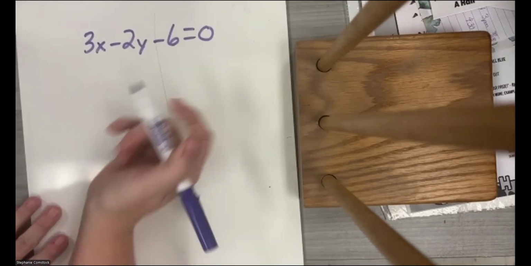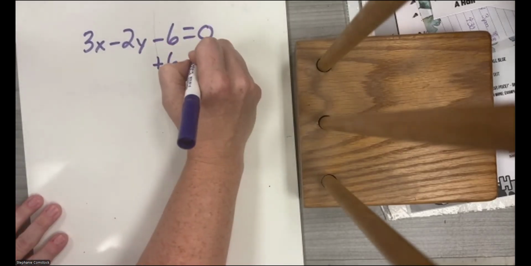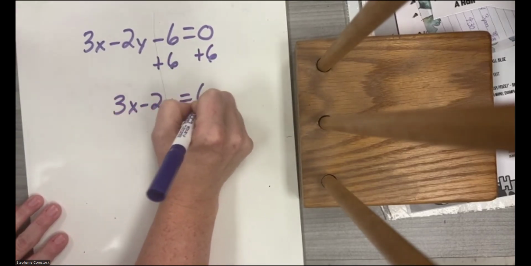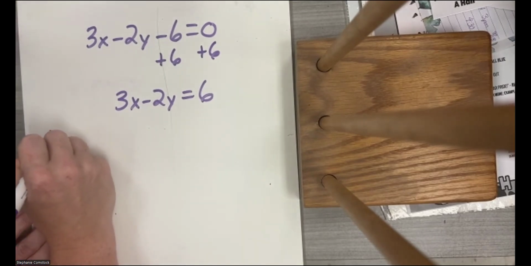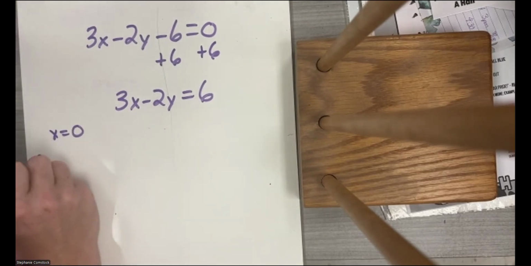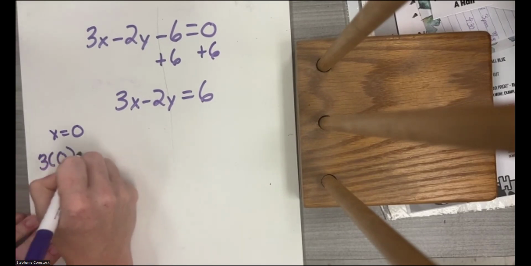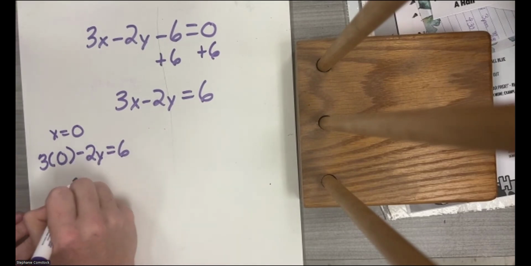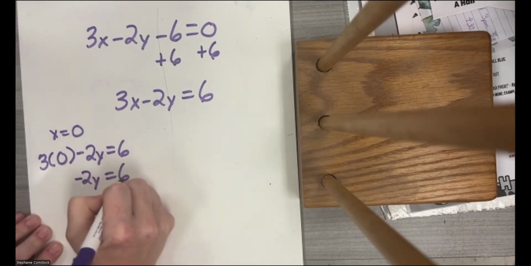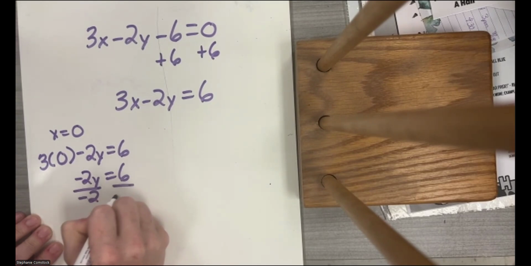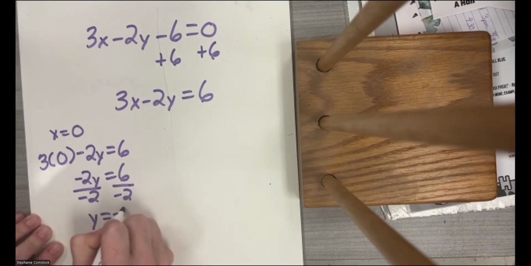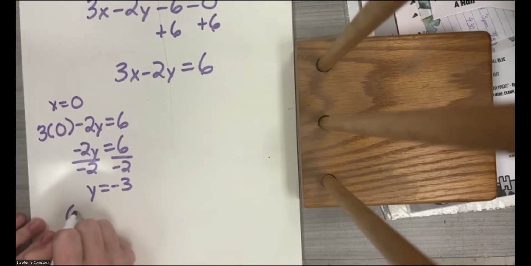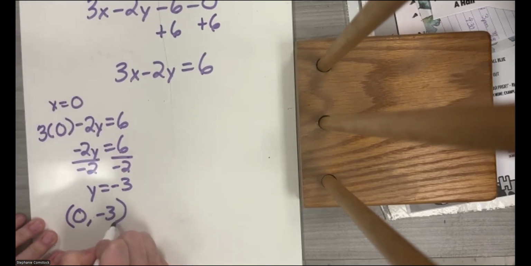So here's my equation. Again, I'm going to start by moving the 6. We're going to start by letting x equal 0. So we have 3 times 0 minus 2y equals 6. This part is going to be 0, so minus 2y equals 6. Divide, and I get y is negative 3. If I need that as an ordered pair, my x was 0 and my y is negative 3.